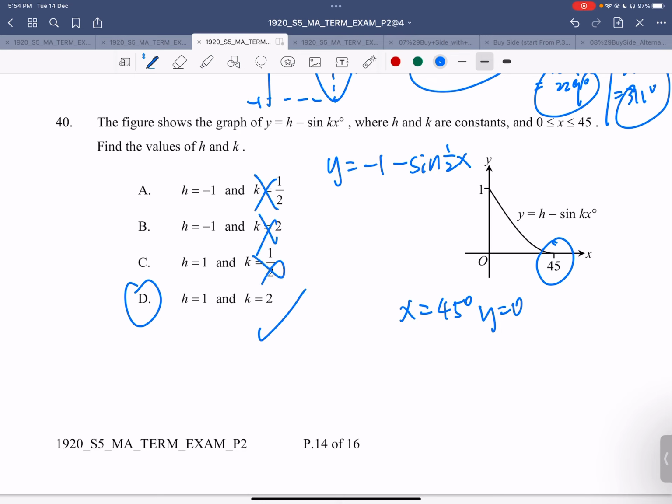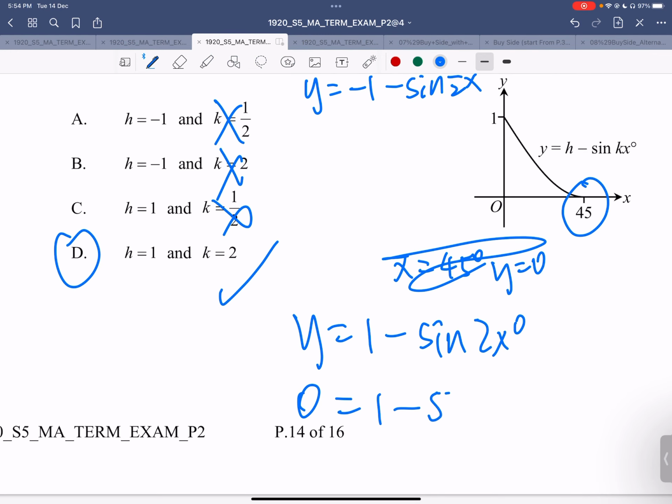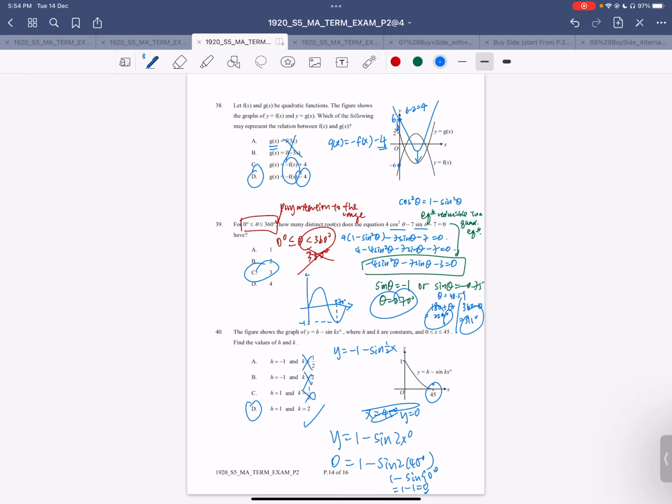So you will only find that D matches, because when y equals 1 minus sine 2x, you can know that 0 equals 1 minus sine 2 times 45 degrees. 1 minus sine 90, sine 90 is 1, okay? So 1 minus 1 equals 0. So only D matches, okay? You can use both methods. You can obtain the same answer.